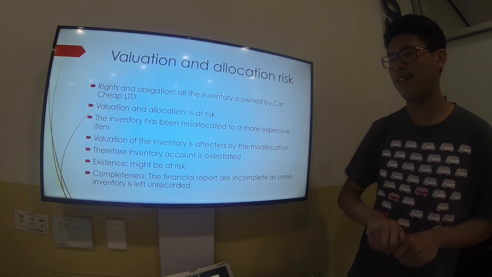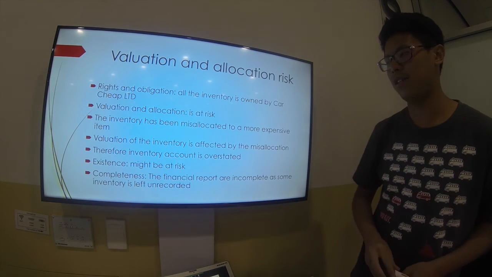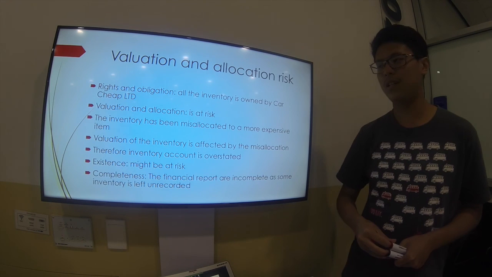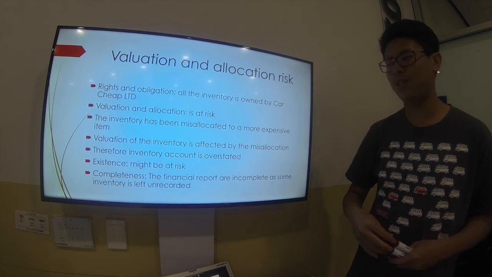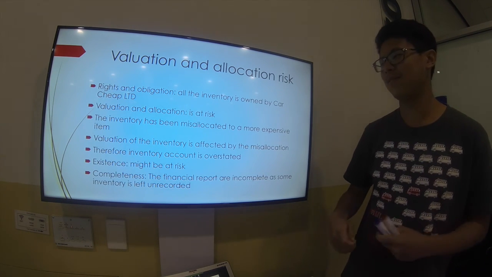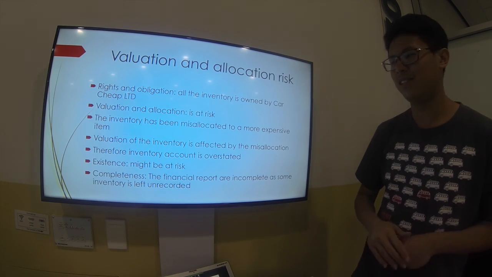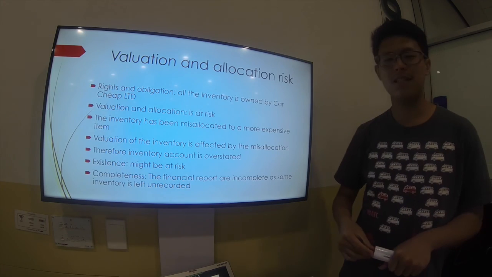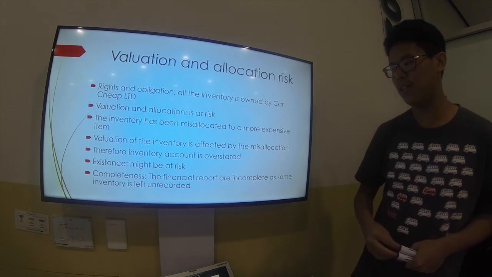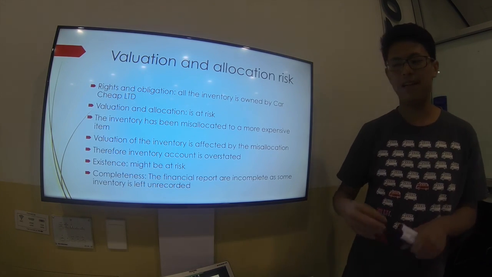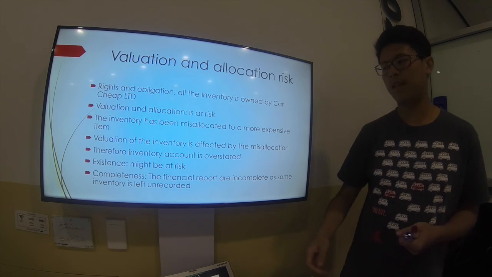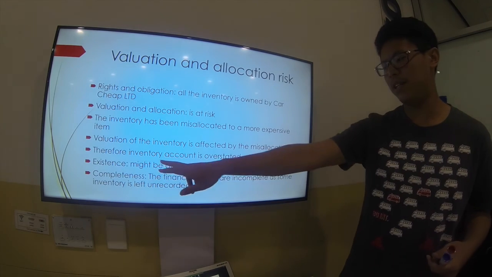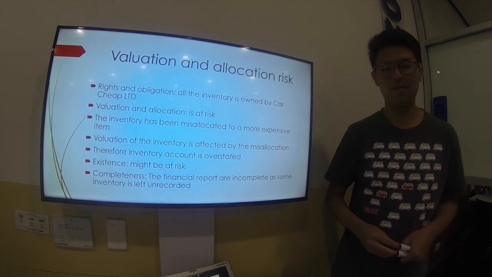So we're going to start with the rights and obligations assertion. All the inventory is owned by Carchip Ltd, so we know that there is no risk regarding that. It's only allocated to the wrong stock code, but they still own the inventory overall. Then we know that valuation and allocation is at risk because the inventory has been misallocated to a more expensive item. Because of the misallocation, the value of the inventory is affected as well, and therefore the inventory account is overstated.